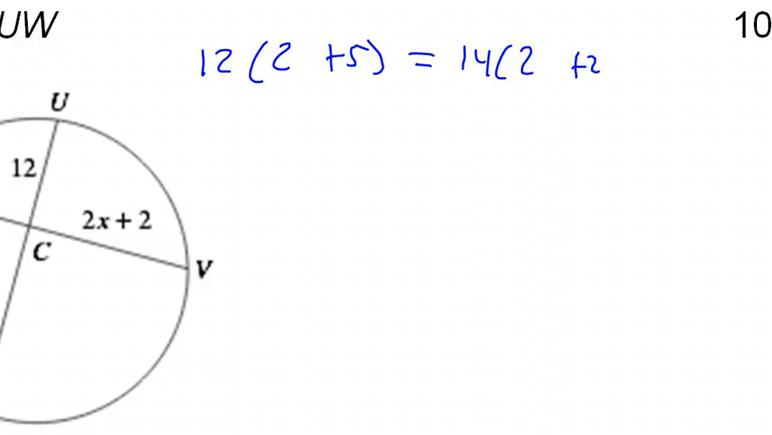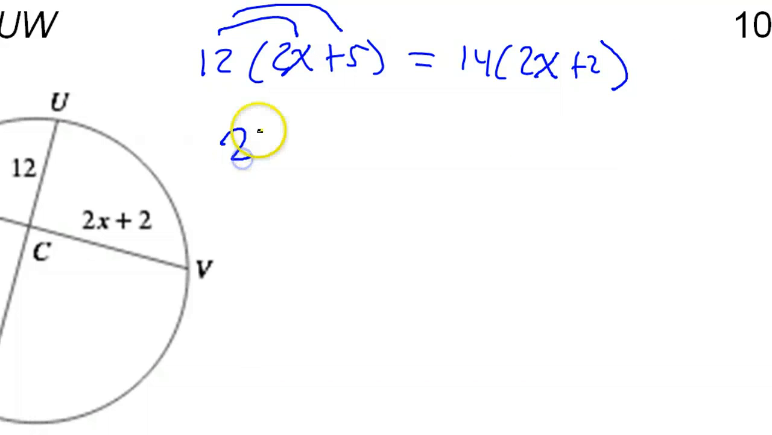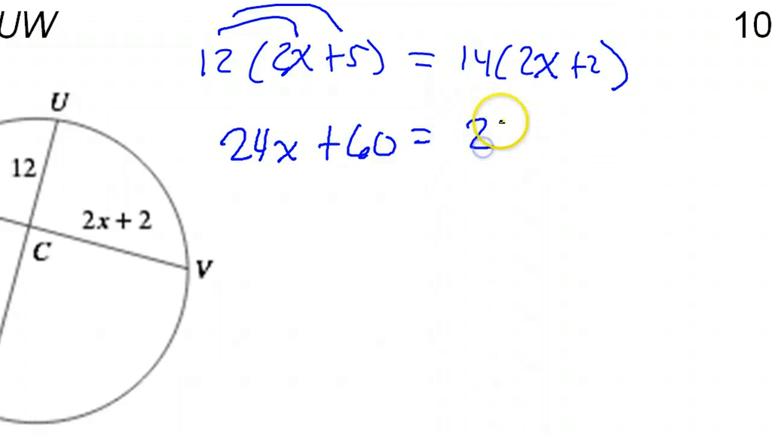I don't like my x's, so I'm fixing them. All right, a little distributive property. So that'll be 24x plus 60 is equal to 28x plus 28.